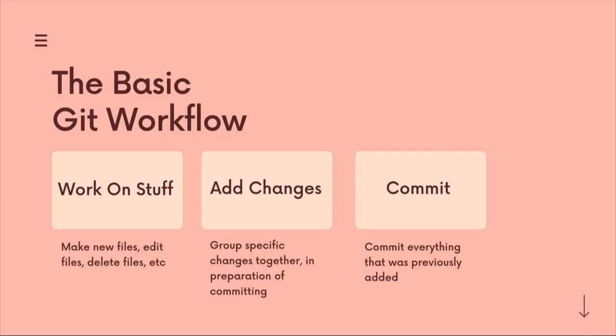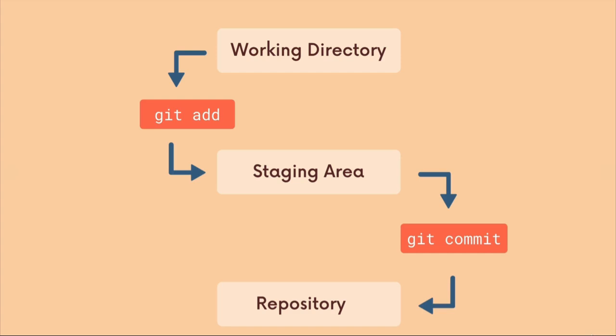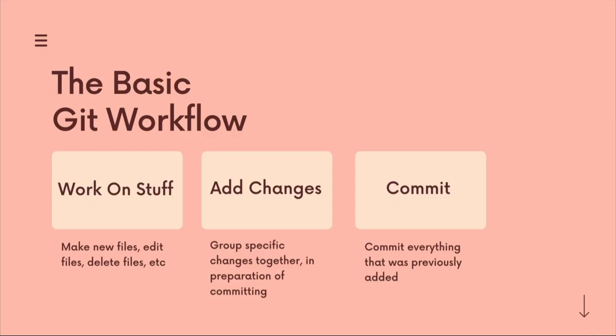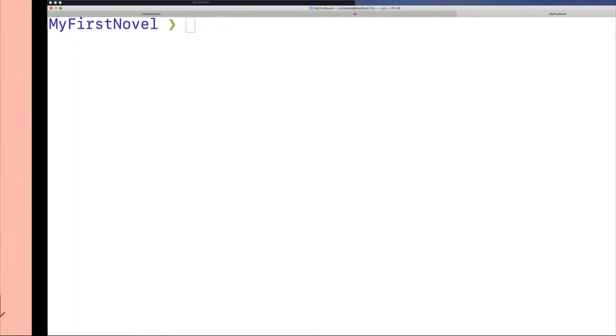So once we've done some work, we've actually made changes, we then call those changes out using the git add command to stage them for a commit, and then we can make a commit. And in this video, we're focusing on the first piece. Before we can do anything with Git, we need to make some changes. We need to do that first part, work on stuff. So I'm going to do a quick demo.